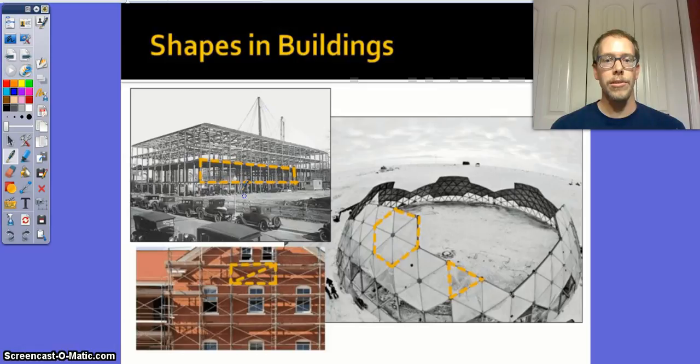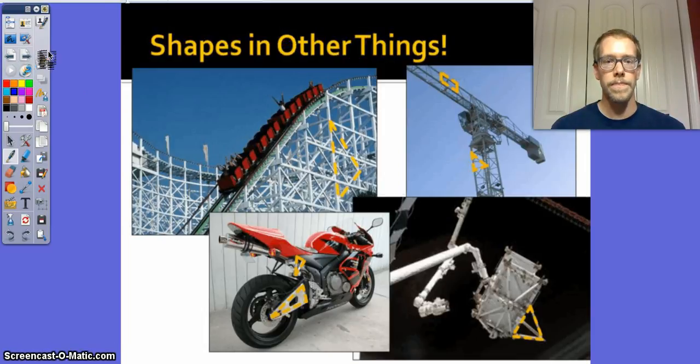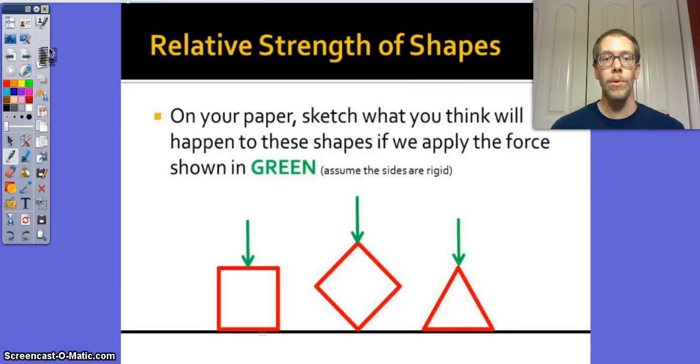And again, so we saw bridges. Here are some buildings. Hopefully you're seeing some similarities between the different types of structures. In here, you see some shapes and other things like a motorcycle, an instrument used, what I think used in space, a crane, and then also a roller coaster. So hopefully those are some familiar things you've seen before.